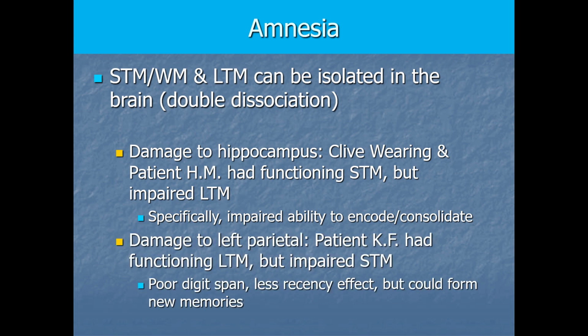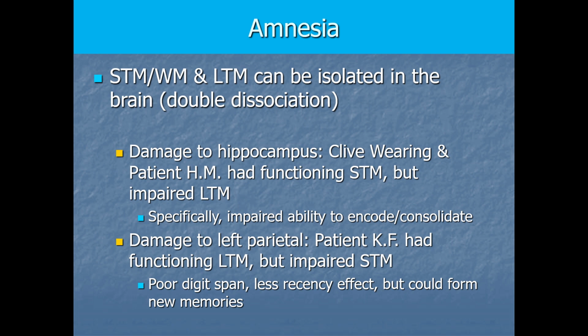On the other hand, we've got patients with damage to other areas in the brain, like near the left parietal lobe, for example. Like there's a patient named KF who had a perfectly functioning long-term memory, but impaired short-term memory. Basically, KF had just incredibly poor digit span, not much recency effect for lists, and all those other things that go along with short-term or working memory. But KF could form and consolidate new long-term memories because the hippocampus was fine.